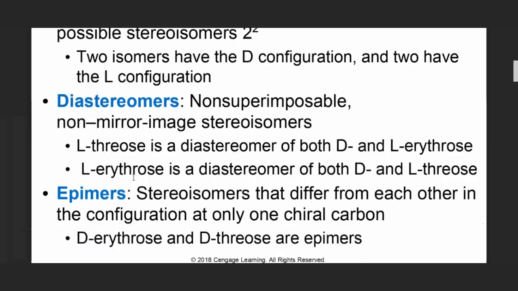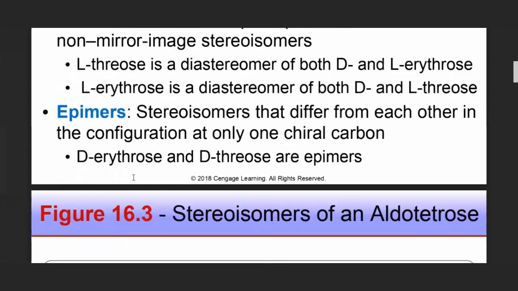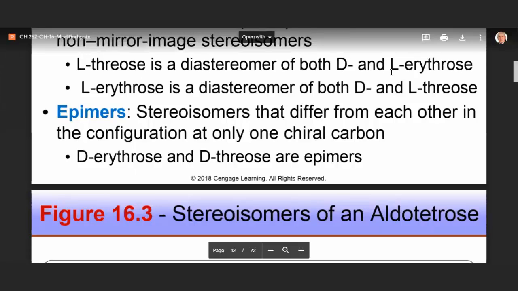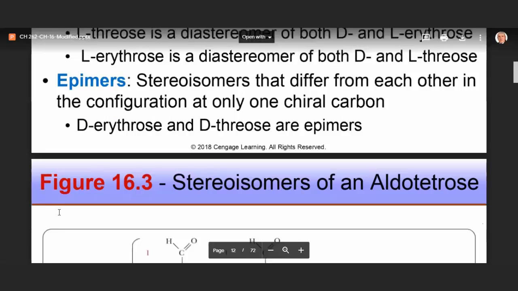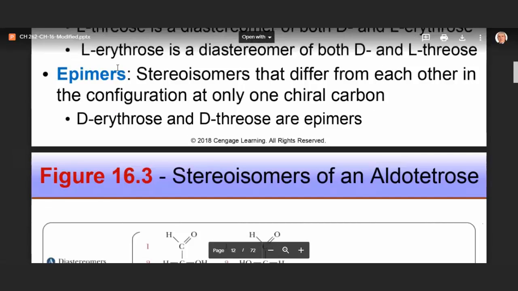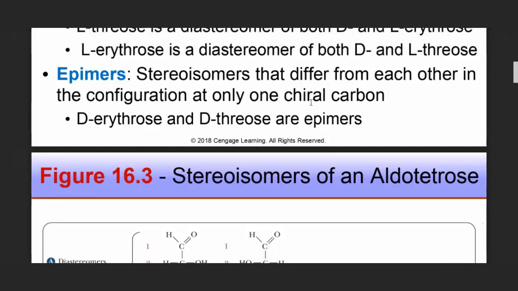For example, here, if we look at L-threose and L-erythrose. L-threose is the diastereomer of both D and L-erythrose, whereas L-erythrose is the diastereomer of both D and L-threose. I will show them to you. Let's first introduce this concept called epimers. Epimers, what are epimers? Stereoisomers that differ from each other in the configuration at only one chiral carbon.